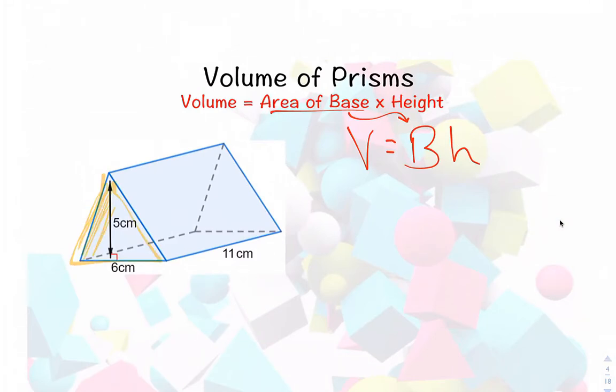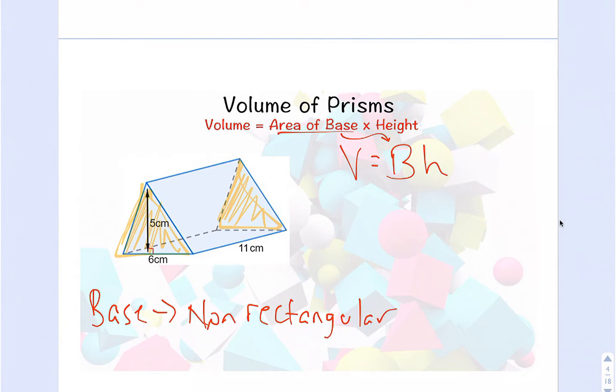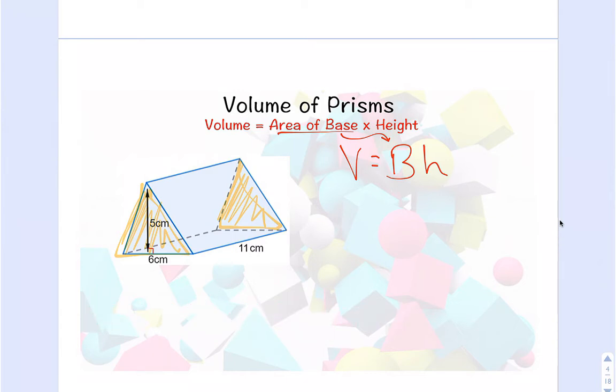Okay, because we've talked about a prism, it has two bases and they're identical. Okay, so if you want to think, the base is always the non-rectangular piece. Okay, so in this case, the triangle. We could have a hexagonal prism. It's the hexagon. Okay, they're always going to be the sides that don't touch each other. They're parallel to each other.